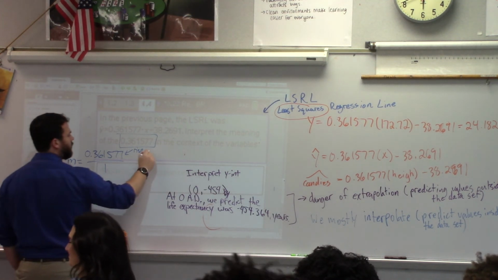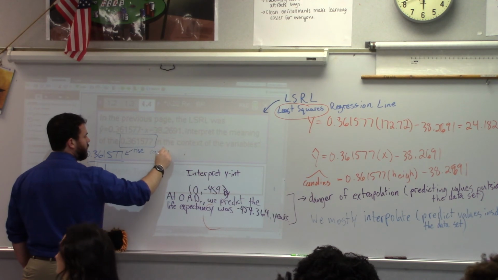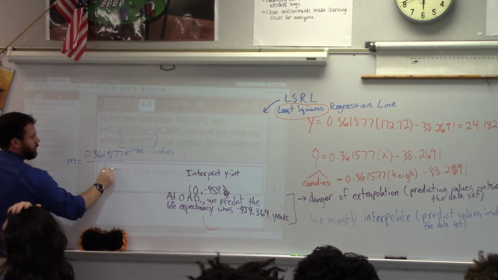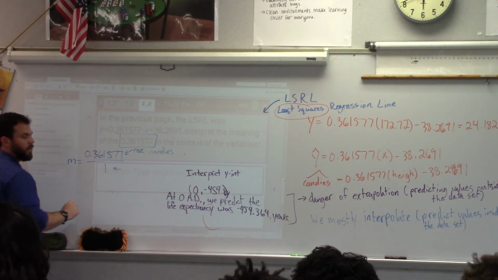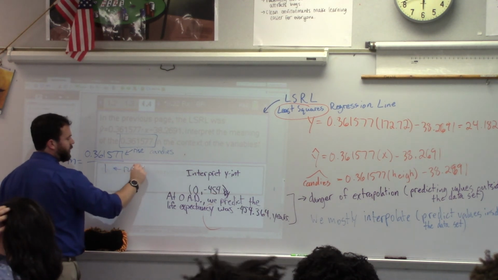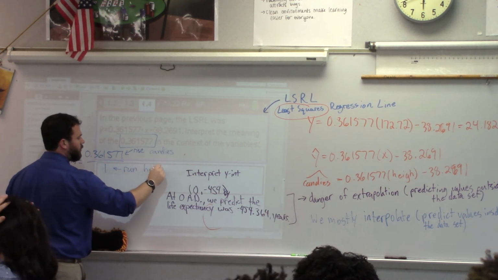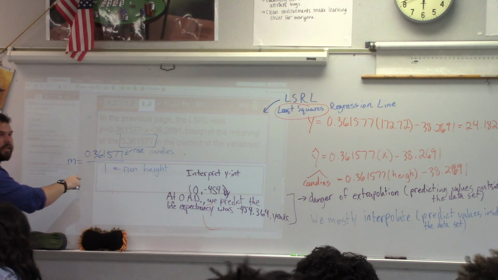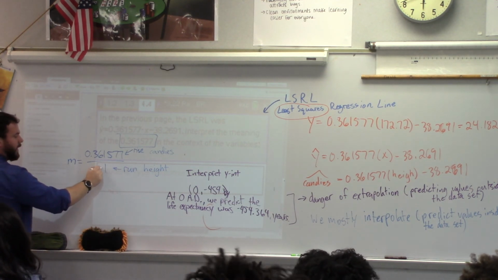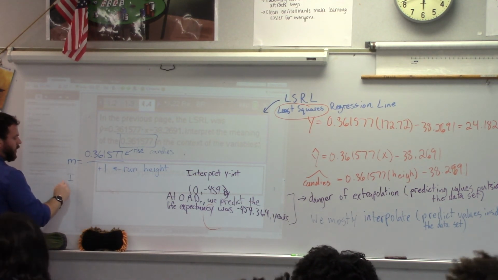Candies. So then what is this 1? The height is your height value. So that's the run, which is my height. Now this 1, positive or negative? Positive. So how would I start this?